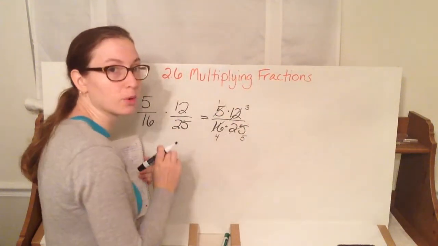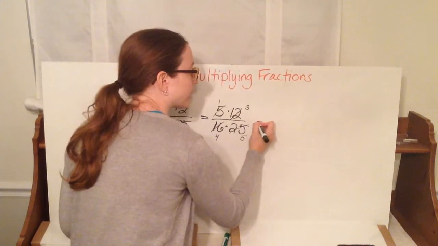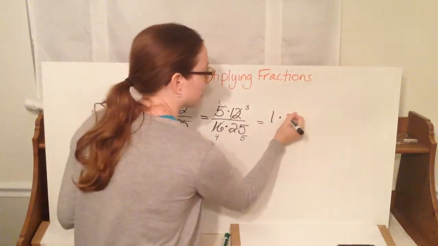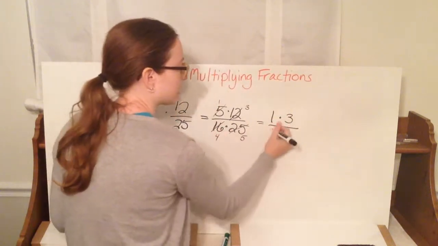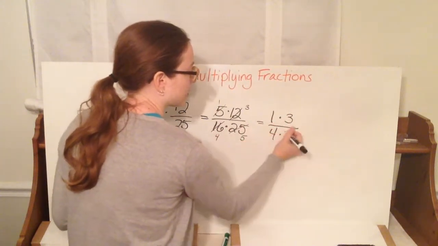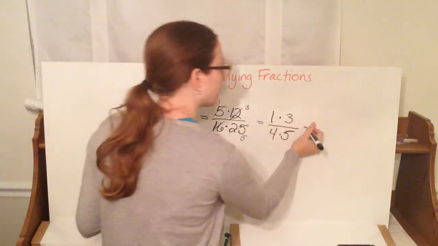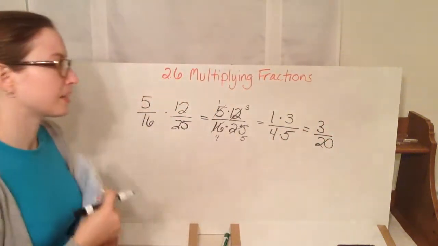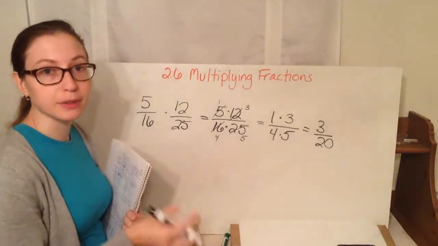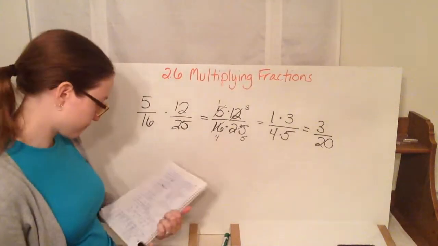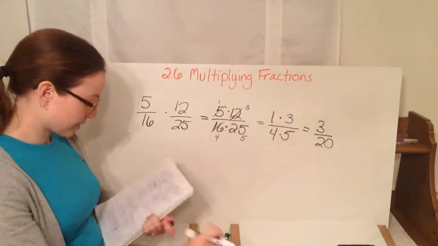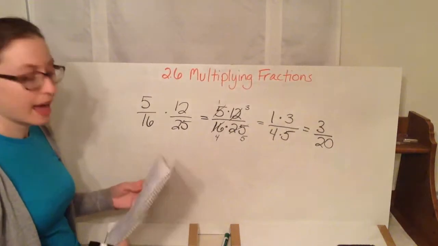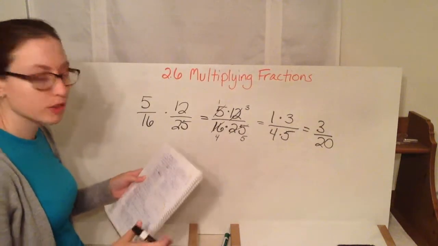Now this is really jumbled and I don't want to make a mistake, so I'm going to rewrite it. My 5 became a 1, my 12 became a 3, my 16 became a 4, and my 25 became a 5. So now I can see more clearly that I'm going to get 3 over 20. 3 and 20 don't have anything in common, so we can't reduce any further, and we're finished. Okay? I'm going to write 2 questions up here. I'd like for you to try them, and pause the video, come back, I'll give you the answer.